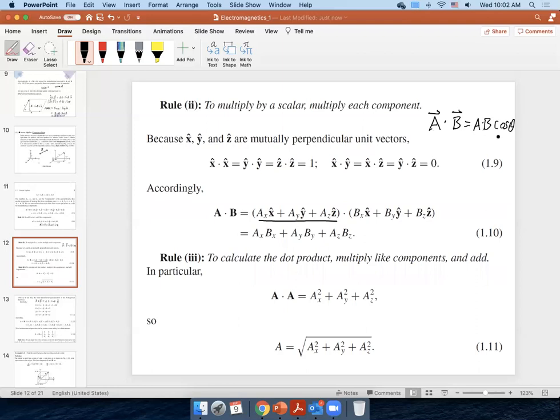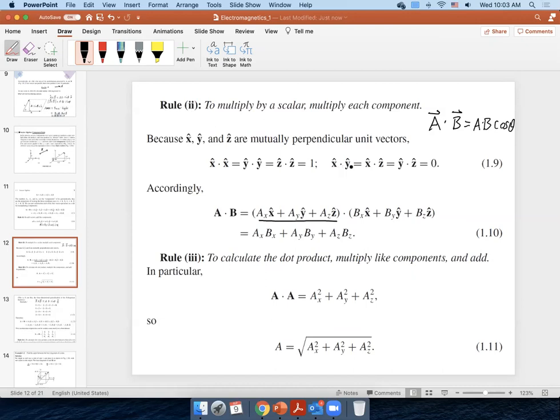If you keep this in mind, first let's see the unit vectors' dot product. x hat dot x hat equals 1 because x hat is parallel to itself, so theta is 0 and cosine theta is 1. And the magnitude of x hat is 1 because it's a unit vector. The magnitude of a unit vector is always 1. So using this equation, it's the magnitude of x hat times the magnitude of x hat times cosine 0, or 1. So finally you get 1.